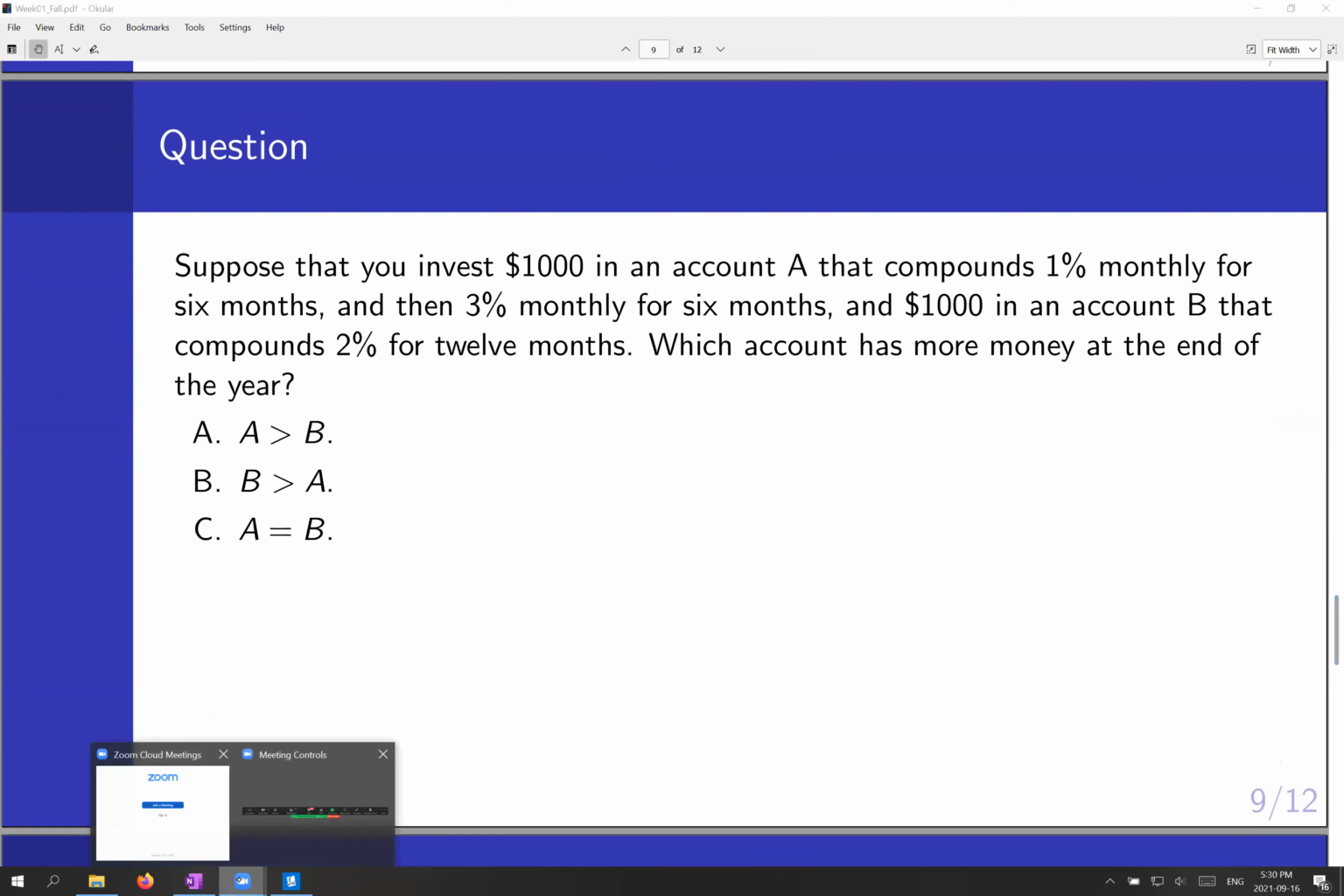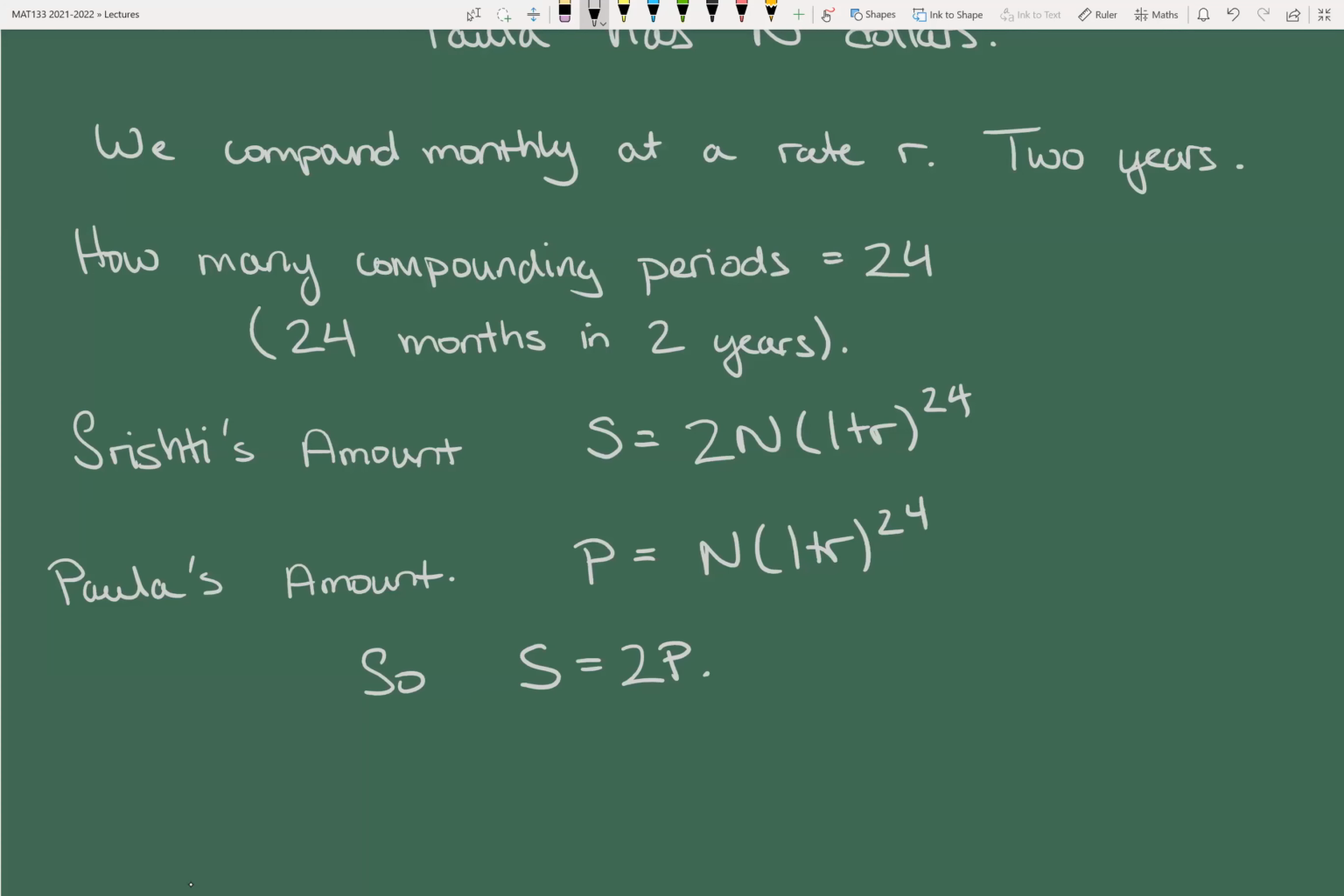How is it S is equal to 2P? So if you look at these two things, they're exactly the same, right? The only difference is that if I were to multiply P by 2, I would get S, right? So if I put a 2 in front of the P, then I would get the exact same thing as I have in S, right?